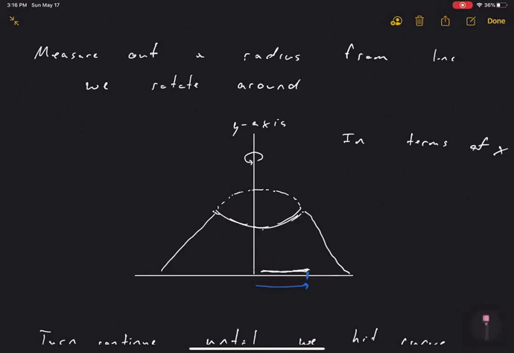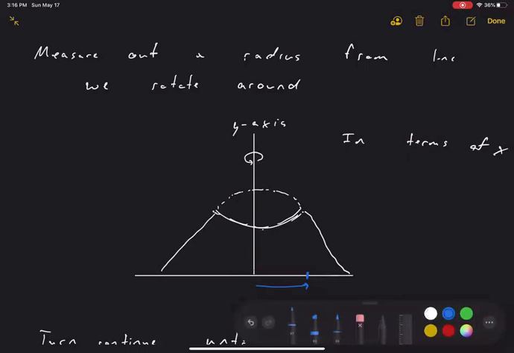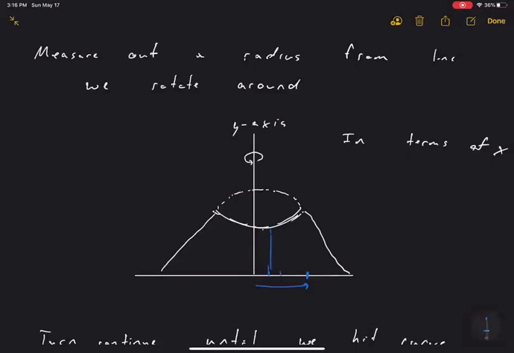Let's say I measure out this radius, and I don't have to go all the way to my curve. The idea is that I'm going to measure out a cylinder for every radius. So I'm going to have a cylinder that's this wide, and then I'm going to have another one that's this wide, and so on. So I'm making an infinite number of cylinders, starting at my center line that I've rotated around, and then working outwards.